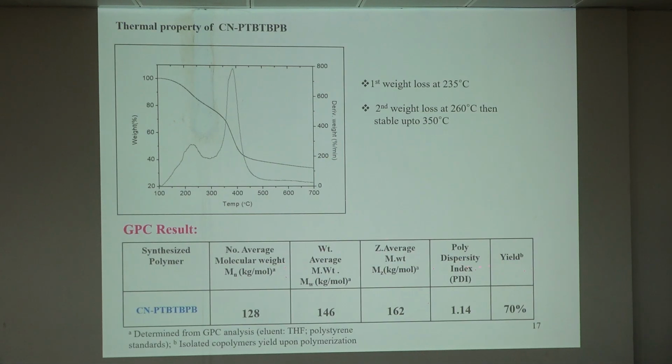Very important, the polymer. Once the polymer is formed, we have to see its thermal property. So Tg and DTA, by the weight loss method. With weight loss at 235, first weight loss and second weight loss, we can say the compound is stable up to 350 degrees Celsius.